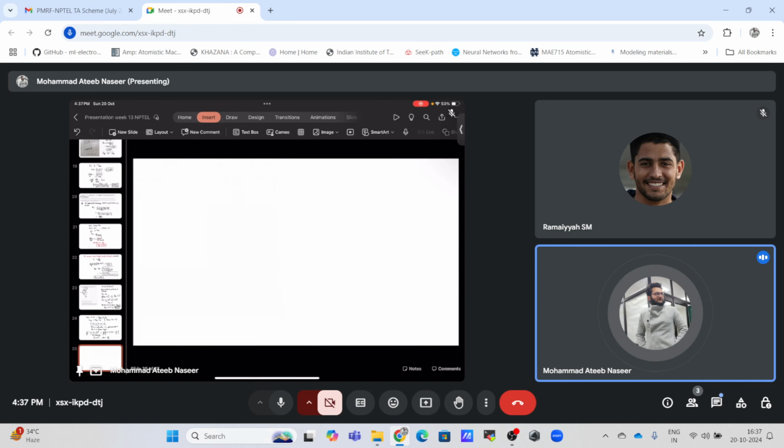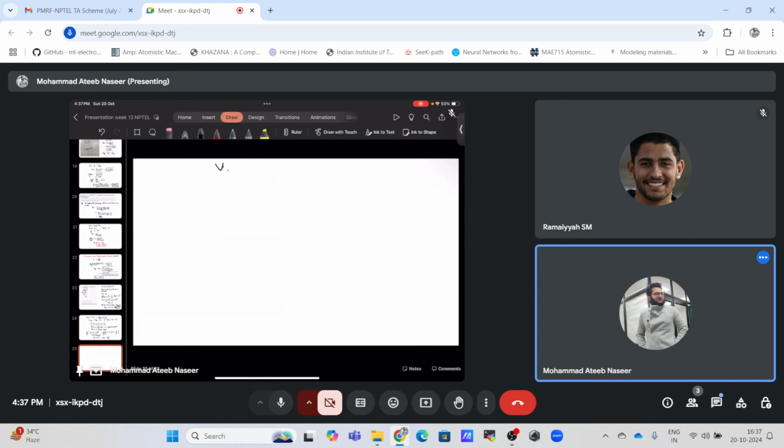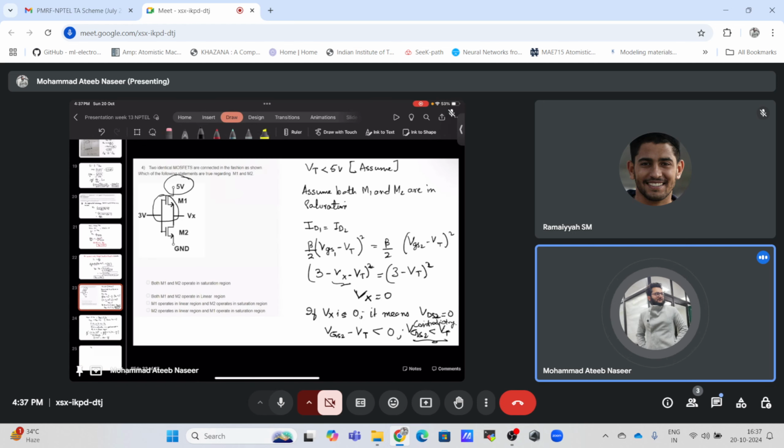So this gives us the value of Vx to be, let me use the calculator for this. So Vx cannot be greater than 3. Okay, that's the first thing, because we have applied the voltage VGS to be equal to 3. So Vx cannot be greater than that, otherwise it will not be in the desired range of operation.